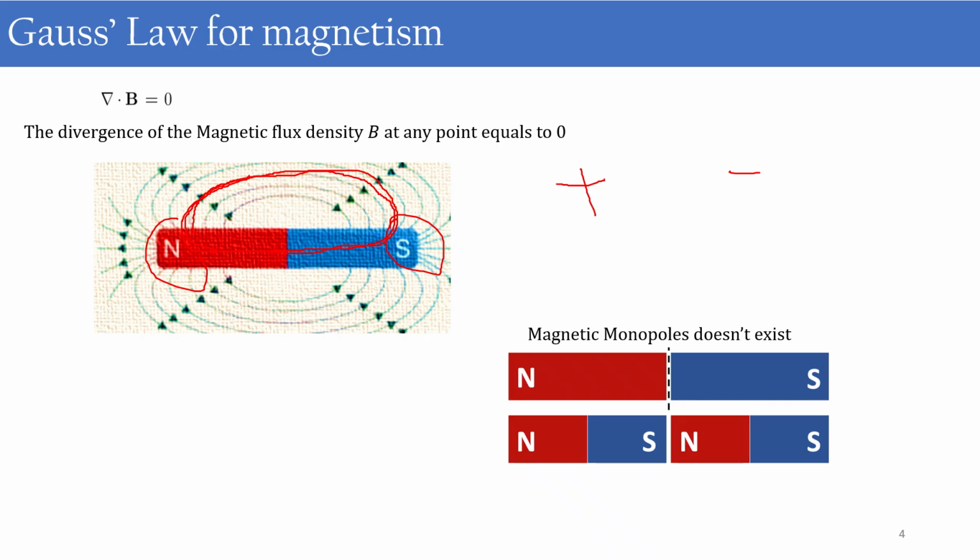That is, there are no magnetic monopoles similar to electric monopoles. If we have a magnet with north and south pole like this, even if we try to separate north and south pole by cutting at the middle, we can see that each part will have north and south pole. So we will not be able to separate out North Pole as such or South Pole as such, because the field coming from this magnet is forming closed loops. That is the meaning of this equation del dot B equals 0.